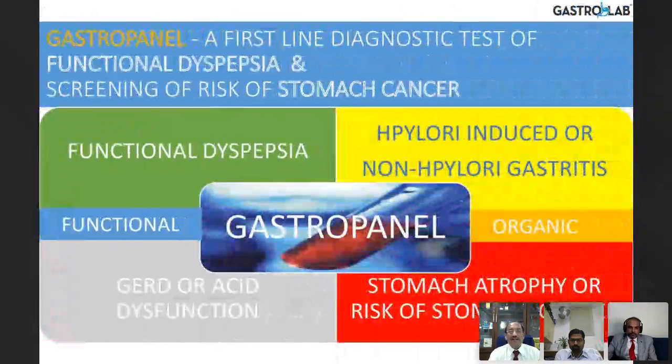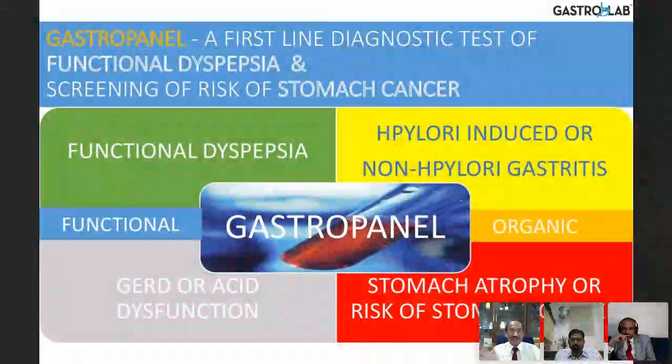So what is that? That is a gastropanel. So what can the gastropanel do? It's a first-line diagnostic test of functional dyspepsia that has come into India, and it's very popular in Europe and other countries, but it's just come into India in the last few years. It's the first-line diagnostic test for functional dyspepsia, for segregation of different subtypes, and also for screening for stomach cancer.